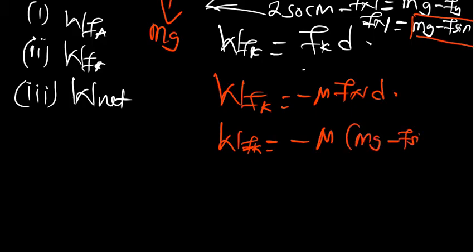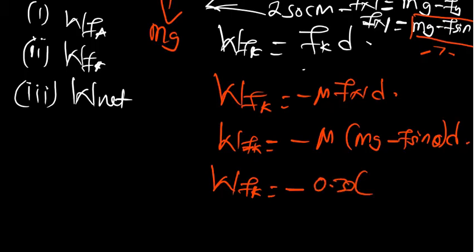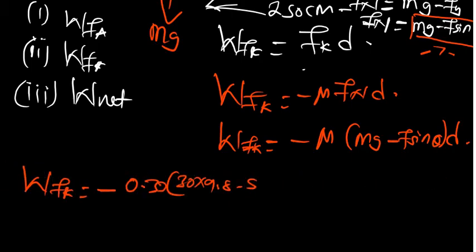Now from here, I can plug in the values. The work done by the friction force is going to be negative. The mu is 0.33. M is 30 times 9.8 minus F, which is 50, sine the angle, 30, times the distance, which is 2.5. So that is going to be my work done by the friction force.